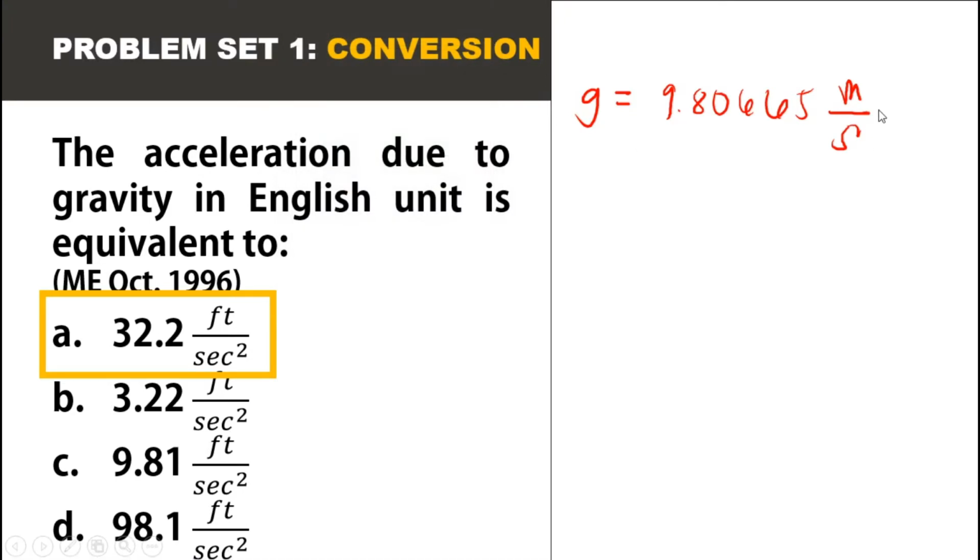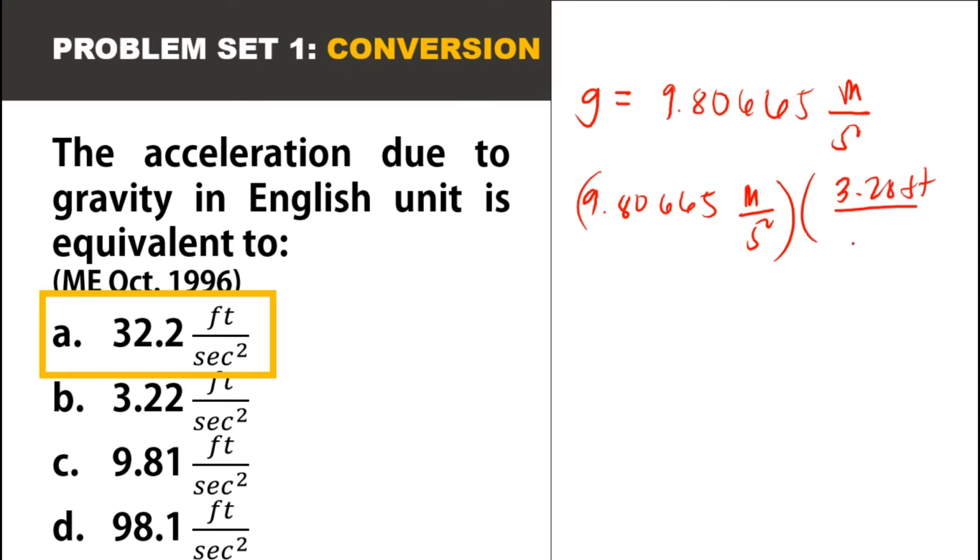So we can convert this to feet per second squared. So you have 9.80665 meters per second squared times 3.28 feet per 1 meter. So we have feet per second squared as the unit. So this is approximately equal to 32.2 feet per second squared.